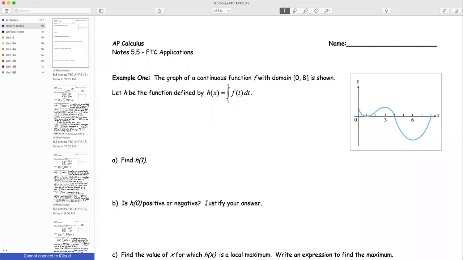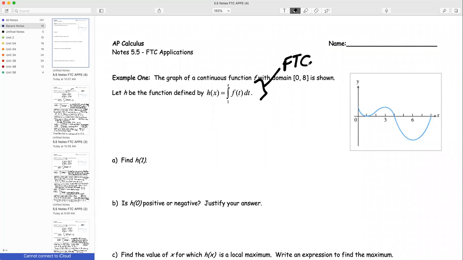So we are doing FTC apps today. Example 1 says the graph of a continuous function f with the domain from 0 to 8 is shown. Let h be the function defined by h of x is equal to the integral from 1 to x of f of t dt. So anytime that you see this notation, you should think this is the fundamental theorem of calculus.